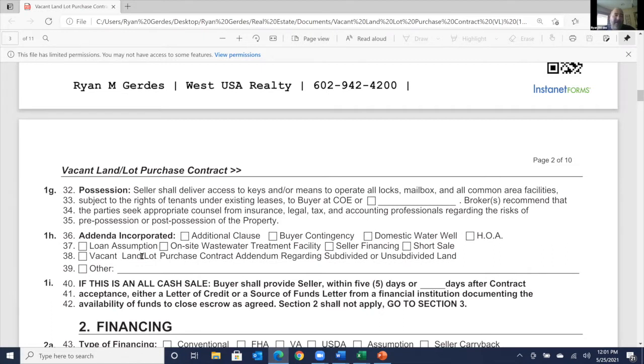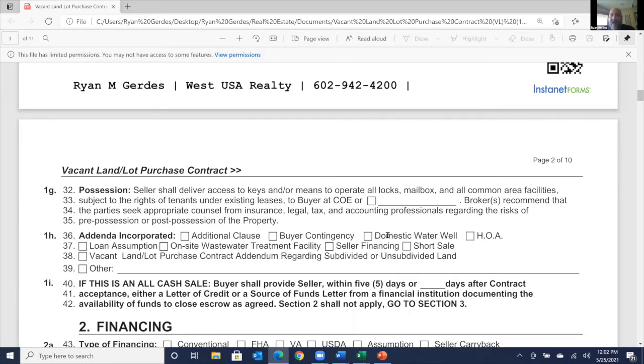When you hear those two magic words, that means that it's official and that the land has transferred from Mr. Seller or Mrs. Seller over to Mr. and Mrs. Buyer. Addenda incorporated, additional clause, that'll be a completely different discussion. Buyer contingency, that would be in the event the buyer needs to sell another piece of real estate in order to qualify or buy this piece of real estate, then a buyer contingency would be involved.